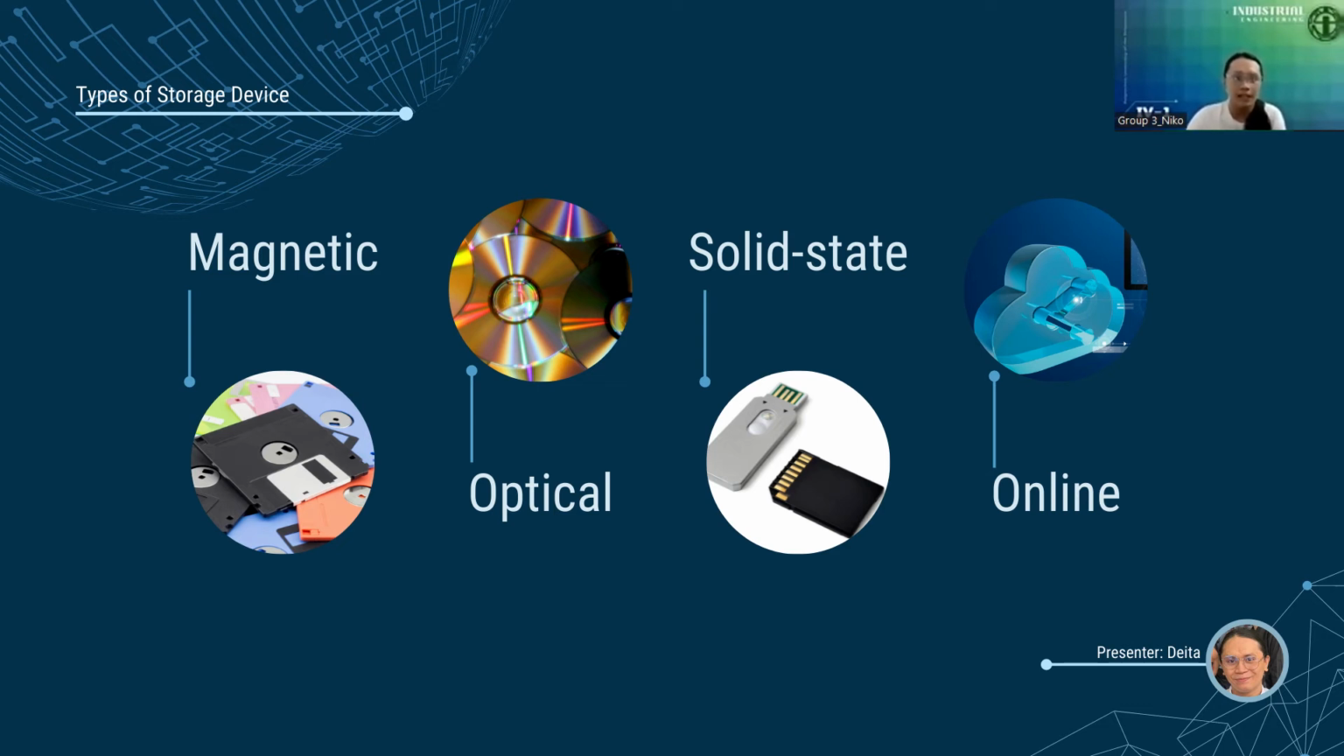Optical storage devices. So devices that use lasers and lights to detect and store data. And they are cheaper in comparison to USB drives and can store, of course, more data. So examples are CD-ROM, Blu-ray disc, DVD, and then CDR.